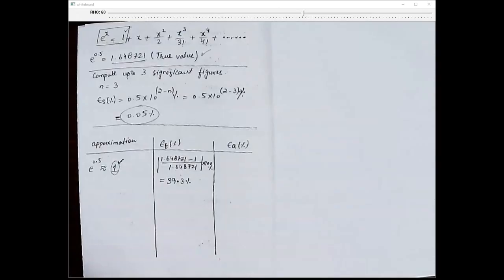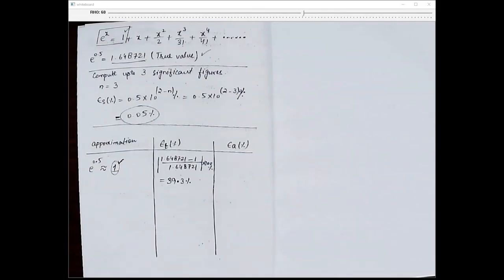Current one I have. What do you think? If there is a previous approximation, what is that? Anyone? Any guess? 0.5? No, the value of x is 0.5 and we have to compute e raised to the power 0.5. So 0.5 is not the previous approximation.